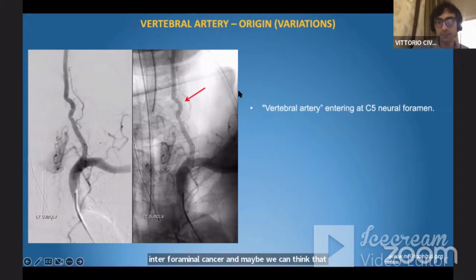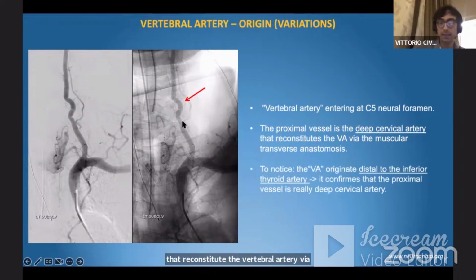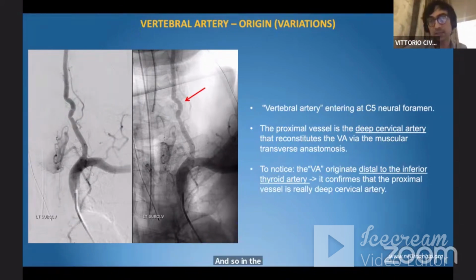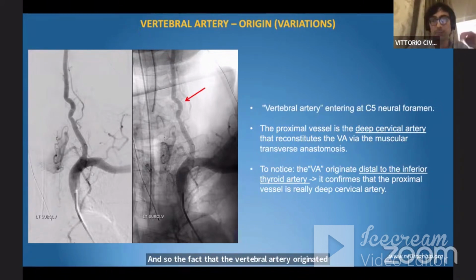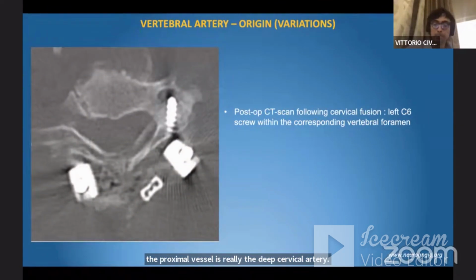So, for example, again, we can see a so-called vertebral artery entering the neuroforamen at C5. But actually, from an embryological point of view, we see a deep cervical artery that reconstitutes the vertebral artery via muscular transverse anastomosis. And the fact that the vertebral artery originates distal to the inferior thyroid artery confirms that the proximal vessel is really the deep cervical artery. And it can have clinical implication.